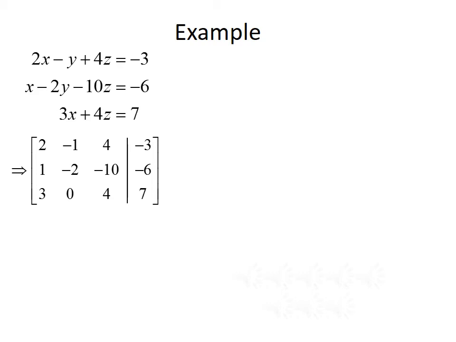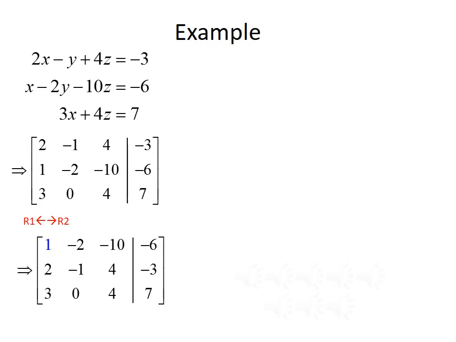Now, to solve the system of equations, we want to put this in row echelon form. So we want the first entry in the first row, first column, to be a 1. And there are a couple of ways that we can accomplish that, but the easiest one is just to switch rows. So let's switch row 1 and row 2. If we switch row 1 and row 2, our matrix now looks like this. So we have 1, negative 2, negative 10, negative 6, 2, negative 1, 4, negative 3, and 3, 0, 4, 7.